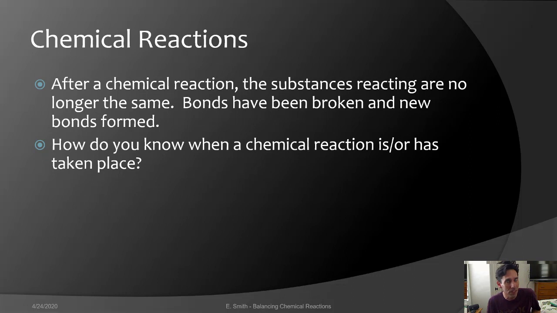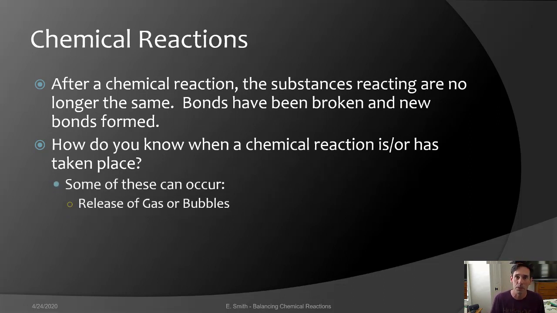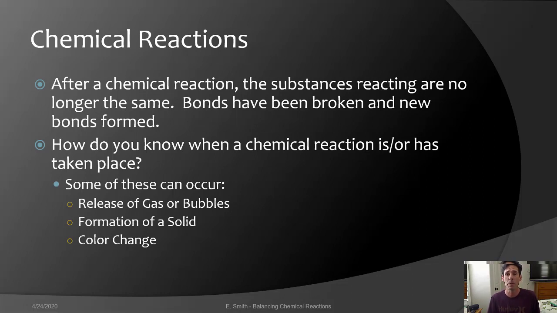Well, there are some indicators. We can have things such as bubbles that occur. We could have the formation of a solid, which is a fancy word for that is called a precipitate. We can have color changes that occur, or maybe we can even see light or feel heat that's being released from a chemical reaction.